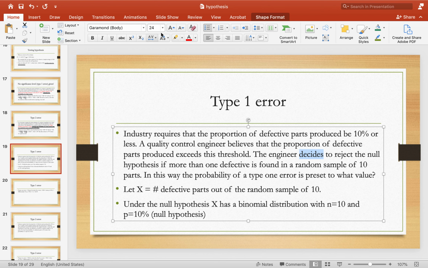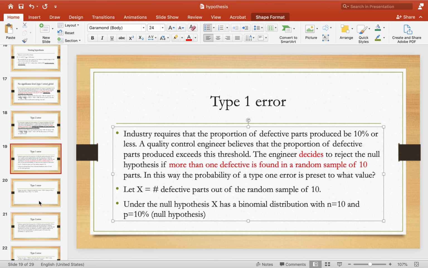So there's a decision rule there. That means there's a decision being given: more than one defective part is found in a sample of 10. I wonder if that rings a bell. So X is the number of defective parts out of a random sample of 10. That has to be discrete because we're counting numbers of defective parts. They're independent because it's a random sample, and there's a finite sample size. Well, if we go back to chapter 3 with discrete distributions, this fits a binomial distribution with a sample size of 10, and the probability P is assumed to be 10% under the null hypothesis.